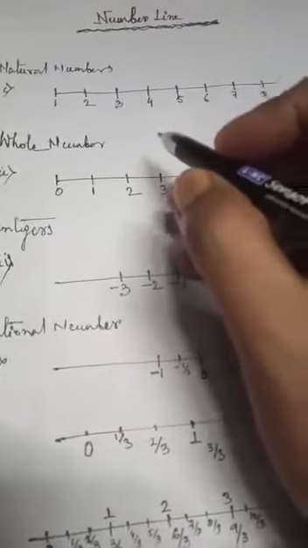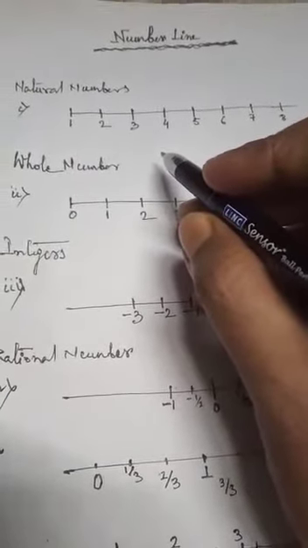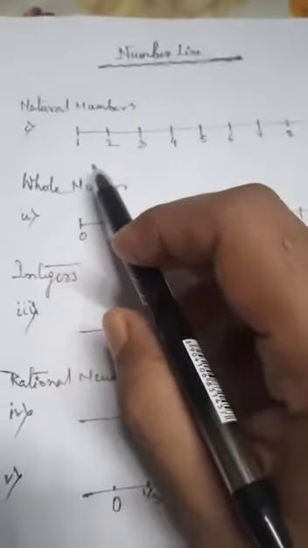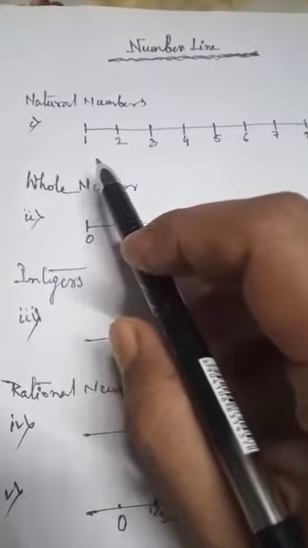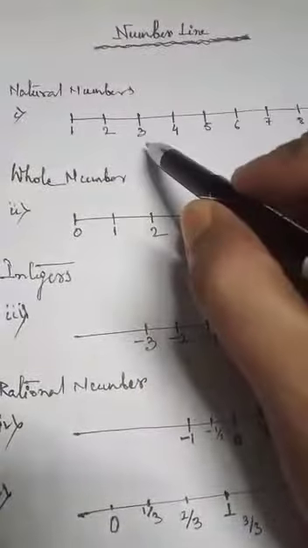So, good evening, students. Today we will discuss the number line. The number line is also very easy. First, you have to understand some concepts of natural numbers, whole numbers, and integers. These concepts we already know.